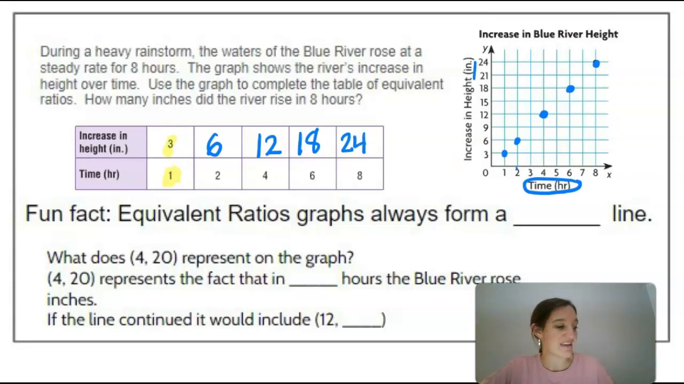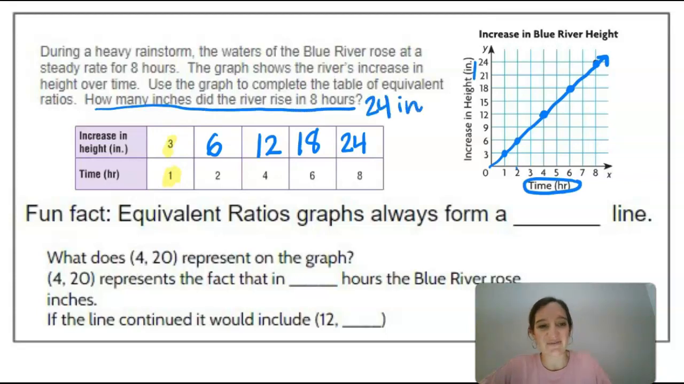They gave me the graph, and I created a table out of it. So after 8 hours, the question was, how many inches did the river rise in 8 hours? The river rose 24 inches in 8 hours.